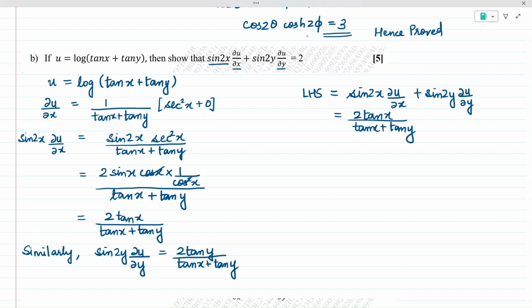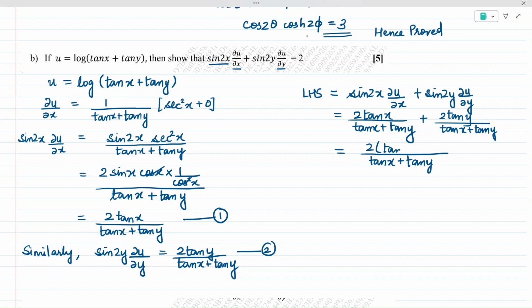I can say I got this from equation number 1, and the second term's value will come from equation number 2: 2 tan y, denominator is tan x plus tan y. Both the denominators are the same, so let's keep this tan x plus tan y common. And in the numerator, I can take this 2 common. I am left with tan x plus tan y.